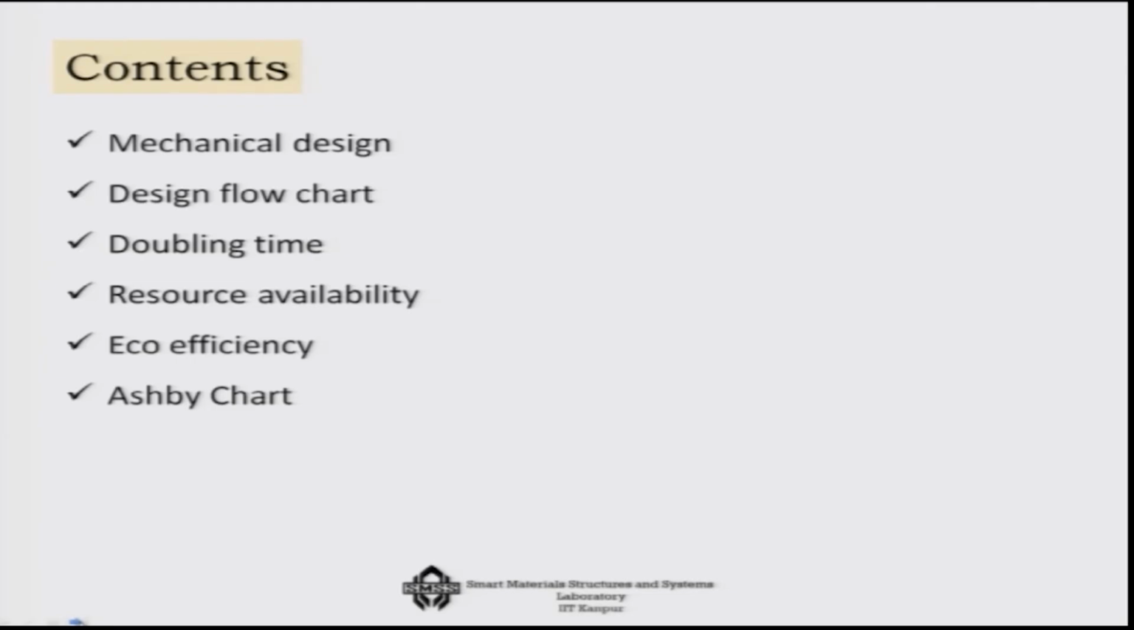So, today we are going to talk about the general aspects of mechanical design, the design flow chart, the doubling time issues, resource availability, eco-efficiency, and finally, the SB chart. The knowledge of the SB chart, which is the culmination of today's lecture, is very, very important for us to apply from the next lecture onwards.